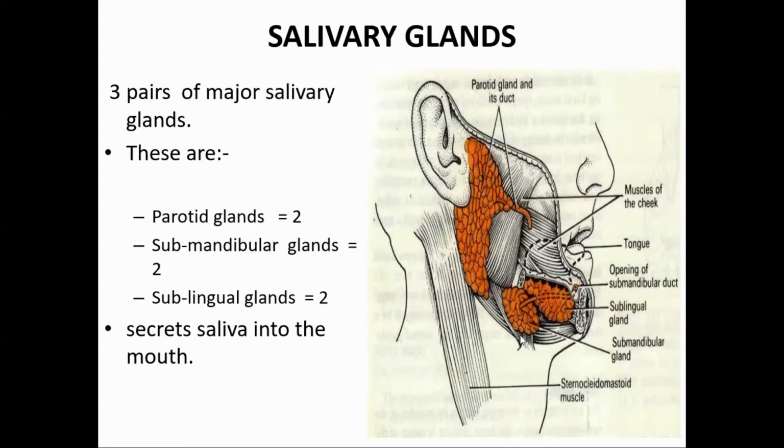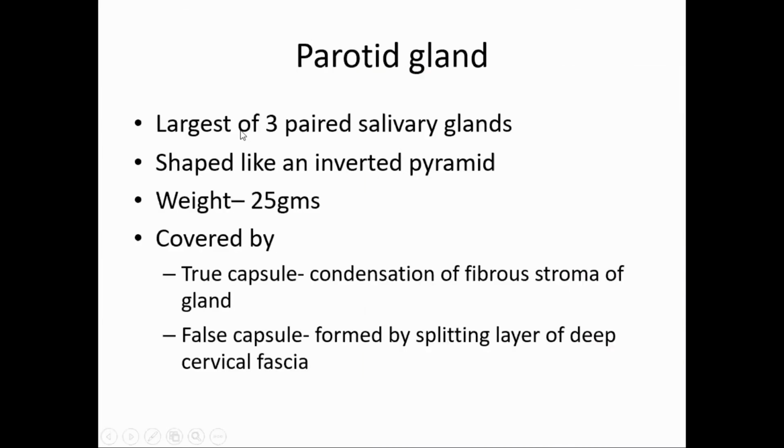Anterior is the ramus of mandible. Above is the external acoustic meatus. Posteriorly is the styloid process and the sternocleidomastoid muscle. Inferiorly is the posterior belly of digastric muscle. Clear? Yes or no? Yes, ma'am. Parotid gland is the largest of the three paired salivary glands.